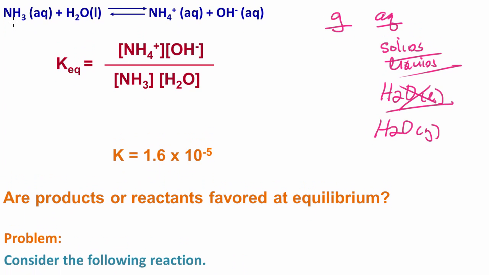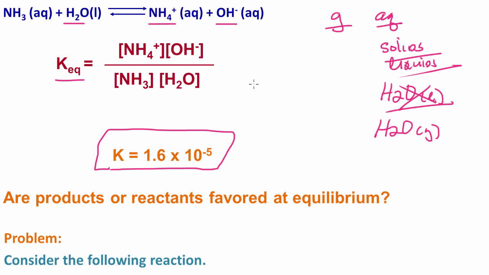Let's take a look at this. We have our ammonia and water, and we have the products, ammonium ion and hydroxide ion. So we check to make sure that the equation is balanced. It is. And then we can write our equilibrium constant expression. If I were to tell you that K was equal to 1.6 times 10 to the negative 5 at some temperature, the temperature should be reported here. I did forget to put that in, but we'll just say at some temperature. So K is 1.6 times 10 to the negative 5.